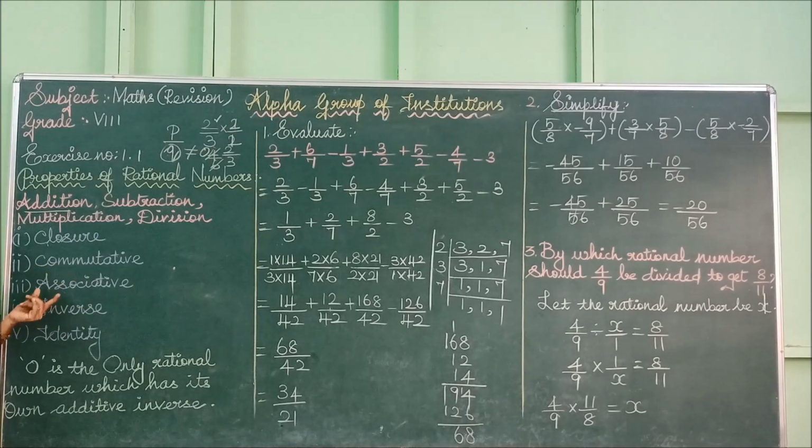Commutative under addition or not. Associative under addition or not. Inverse under addition or not. Identity under addition or not. That only we are going to check. So these are all we have seen in the previous video itself. Just once we can recall that.